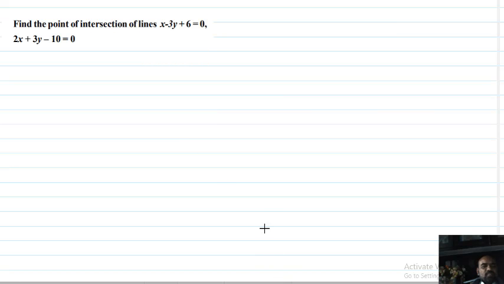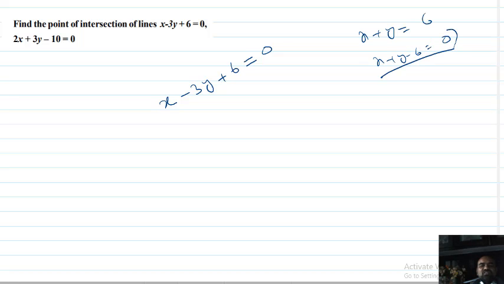Okay. One example: find the point of intersection of these two lines. How to find the common point of intersection? We have several methods: elimination method, substitution method, cross multiplication method, graphical method. The best method is the cross multiplication method. To use it, first write the given equations in standard form, which means the right hand side of the equality should be 0. Sometimes they give the equation like x plus y equal to 6. Then write x plus y minus 6 equal to 0. Only then is it in standard form to find a common solution by the cross multiplication method. So 2x plus 3y minus 10 equal to 0.